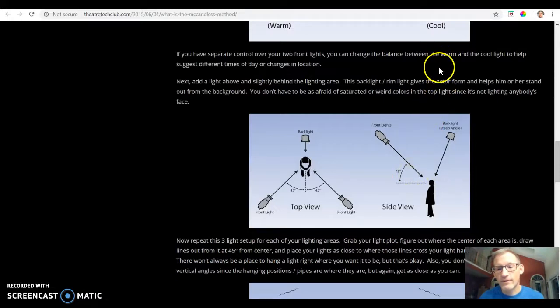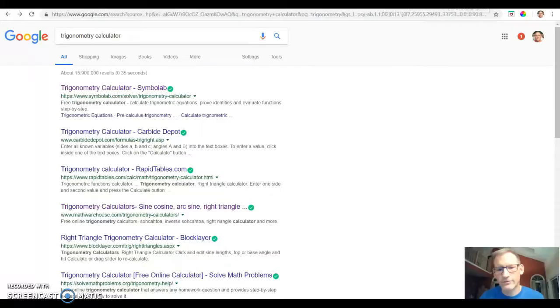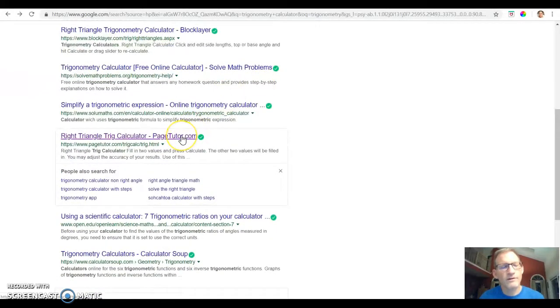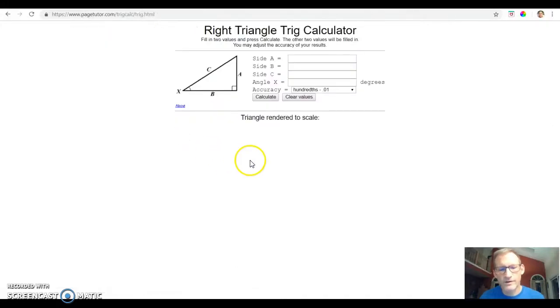So in order to help them figure out what distances and angles they're going to get with their resulting room setups, I went to Google, did a trigonometry calculator search. I looked through several of them, and the one that worked the best is here from PageTutor. It's www.pagetutor.com/trigcalc/trig.html. It's not the most advanced thing in the world. However, the goal of this is to help my students learn what works best. So this is new to them. It's new to me. So this is what I'm going to go with.